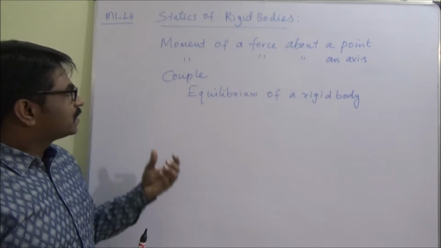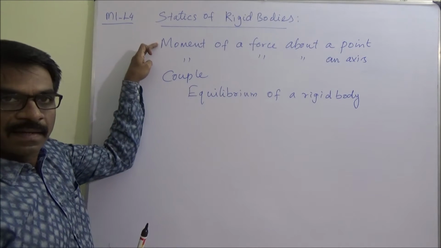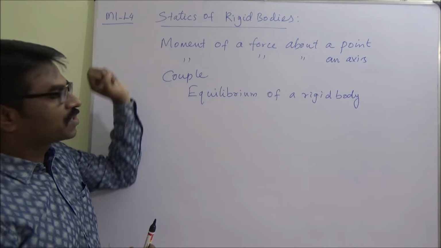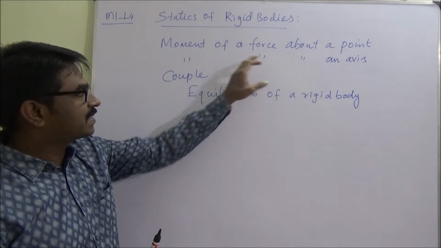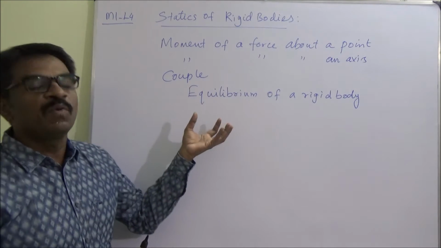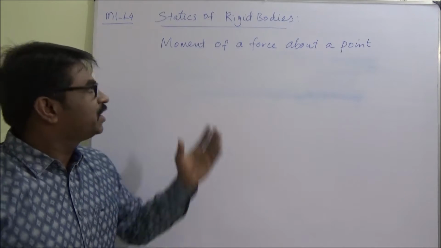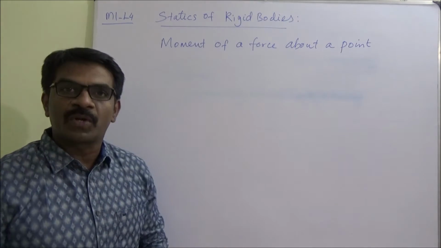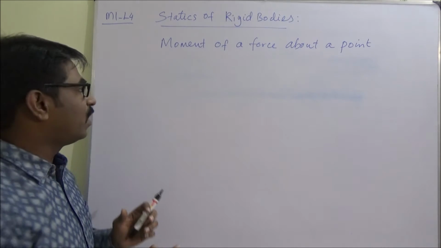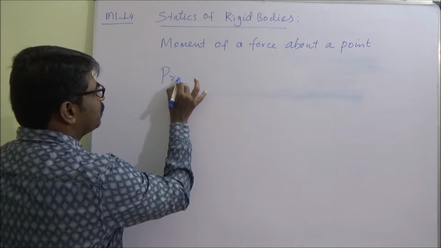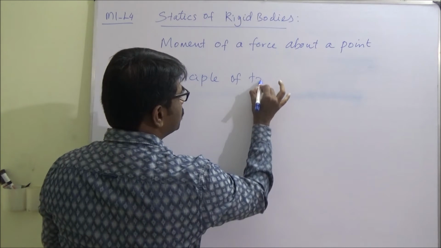In this lecture, we are going to first see these concepts. We need to understand this concept first, then couple, then we will move on to the equilibrium of rigid bodies. Before getting into moment of a force about a point, let us first understand one principle called principle of transmissibility.